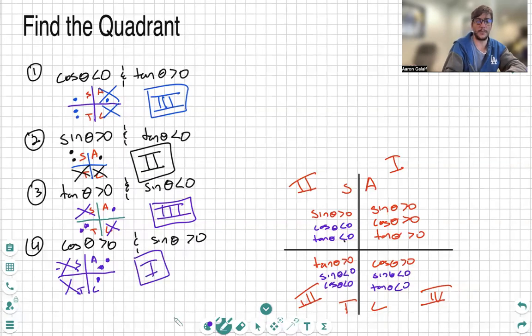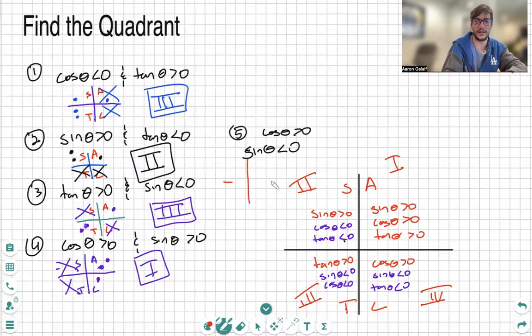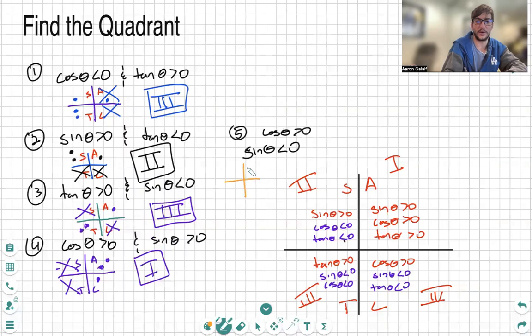Let us do one more. Let's do one more really fast. If the cosine of theta is greater than 0 and the sine of theta is less than 0, what quadrant? We just need to graph it a little bit. Let's not use red since we have a big red thing right there. We graph a little one.